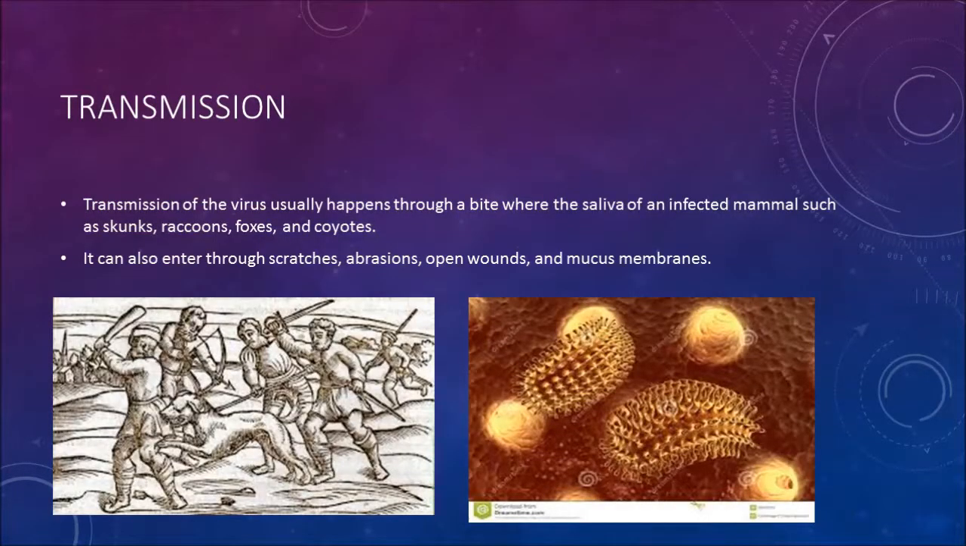Now, the transmission of the rabies virus is actually fairly simple. It enters through any scratch, abrasion, open wound, mucous membrane, any way that it can really touch your blood or get into the mucous membrane, basically into your system. Now, this usually happens from an infected mammal, as we've covered, such as skunks, raccoons, foxes, and coyotes.